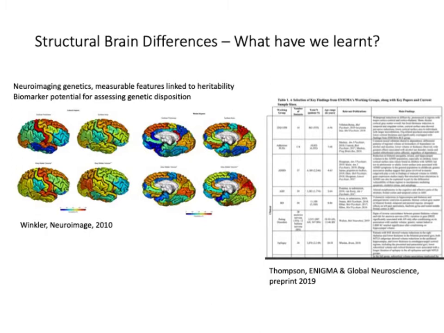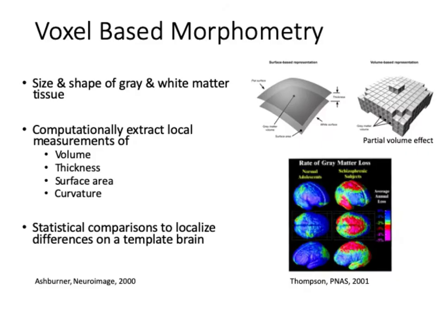How does one then perform such analysis? Structural brain differences are computed via a class of algorithms known as voxel-based morphometry.